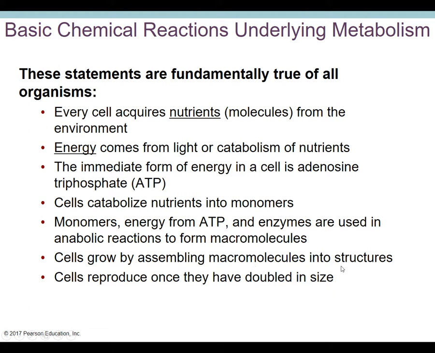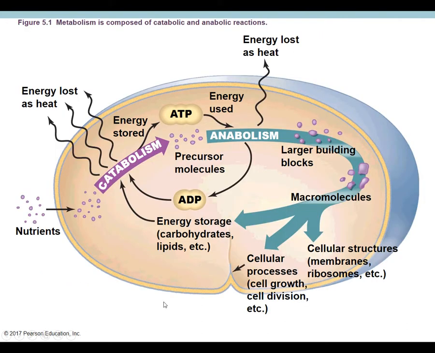Cells assemble macromolecules into cellular structures. Cells can only reproduce once they have built enough structures to sustain two daughter cells. This picture is crazy, but if you really look at it a little bit at a time, it's describing all of the metabolism of a cell that you probably learned throughout a large portion of your biology 1406 course. So this represents kind of any cell.